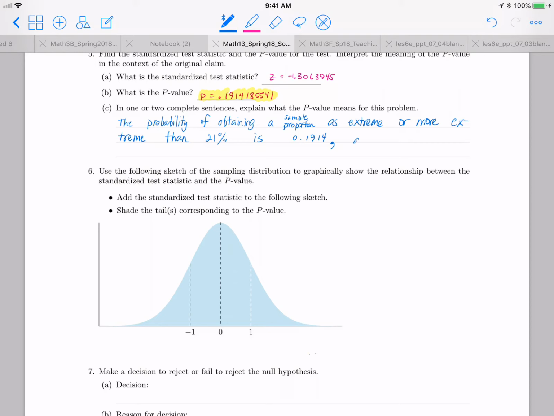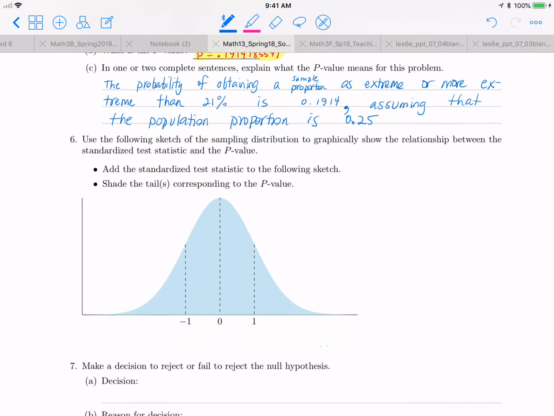Assuming that the population proportion is 0.25. So assuming that the population proportion is 0.25, what's the probability that we would get a sample proportion that is as extreme or more than 21%? It's like 19%. Okay. Now the last thing here is let us add the standardized test statistic.